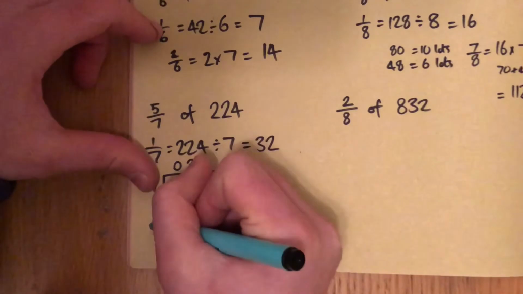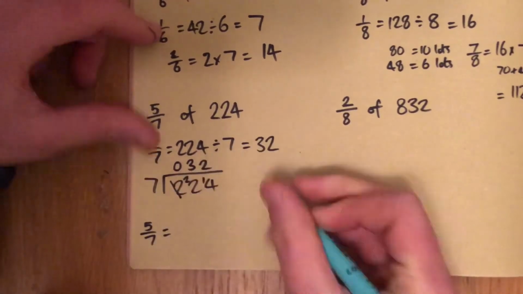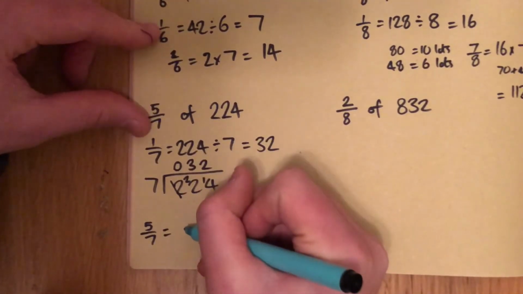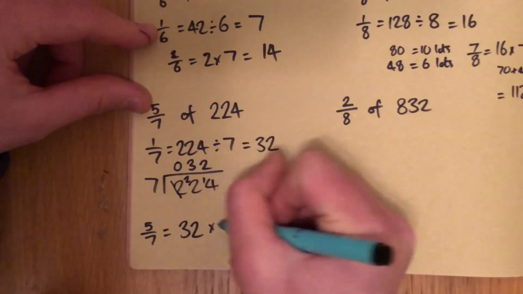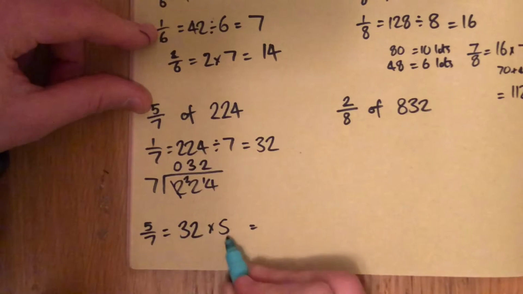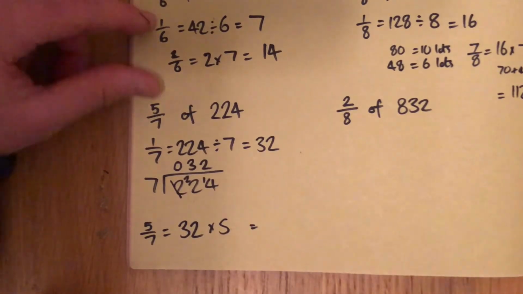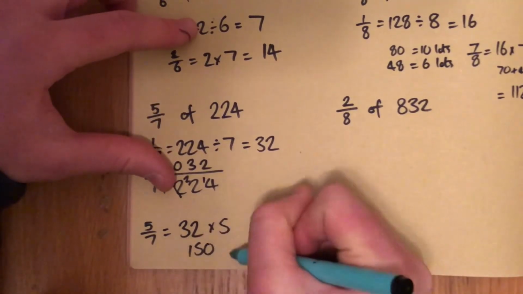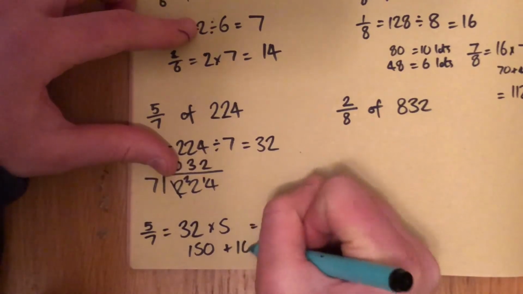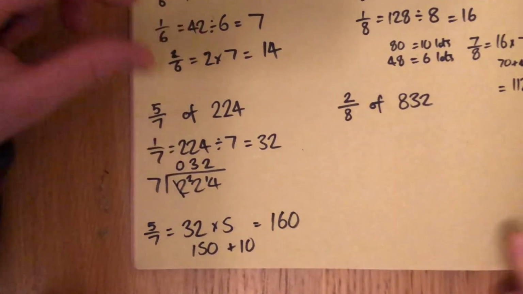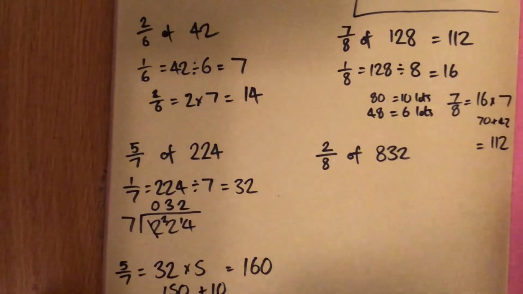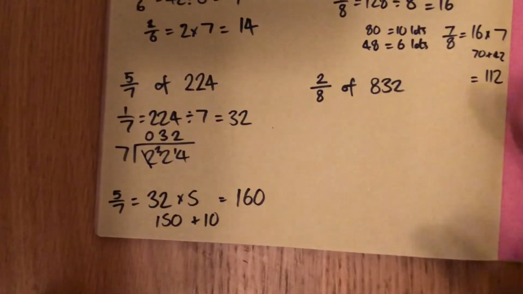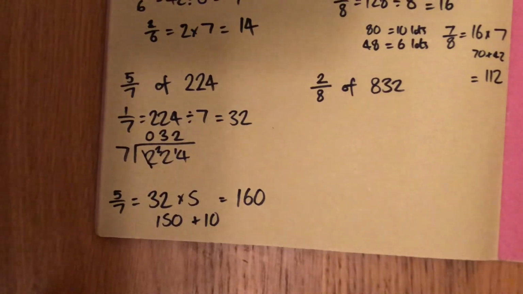I want to find 5/7, so it's going to be that 1/7 times by 5, because I'm finding 5 lots. Well, 30 times 5 is going to be 150. 2 times 5 is 10, so my answer is 160. I know I'm going quite fast on this, but I'm trying to avoid making a 4-hour video. You can feel free to pause, go back as much as you need to.